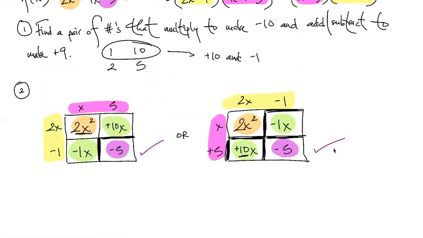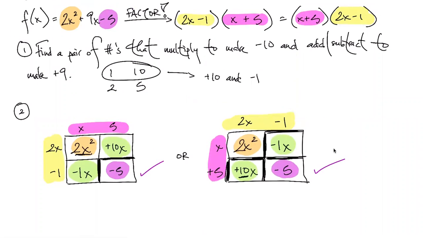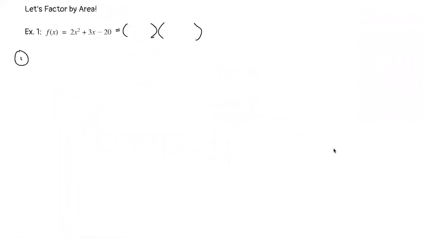Example number 1 says f of x equals 2x squared plus 3x minus 20. And so when we see this, we want to factor it into something times something else. And so what I like to do is think about pairs of numbers first and then put together the box, okay? So sort of a shortcut way, instead of having to write out in a long sentence every time, find a pair of numbers that multiply to make this and add or subtract to make that other number, I use an X, okay?